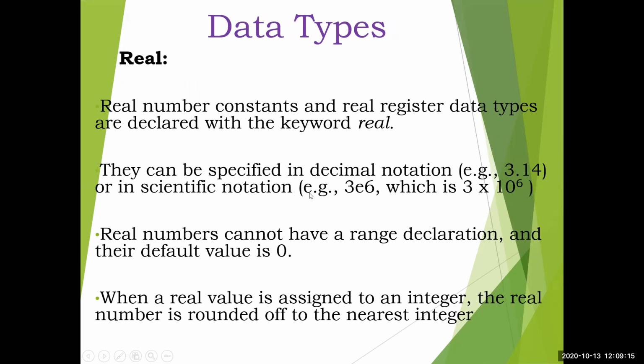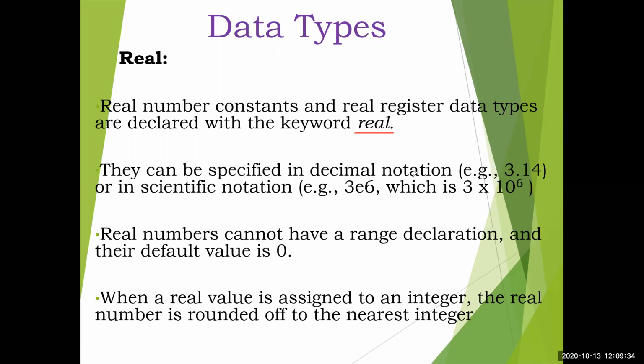The next data type is real. As in C programs you use float, in the same way in Verilog HDL we use real. The real number constants and real register data types are declared with the keyword real. So the keyword is real here, whereas in C programs it is float, right?